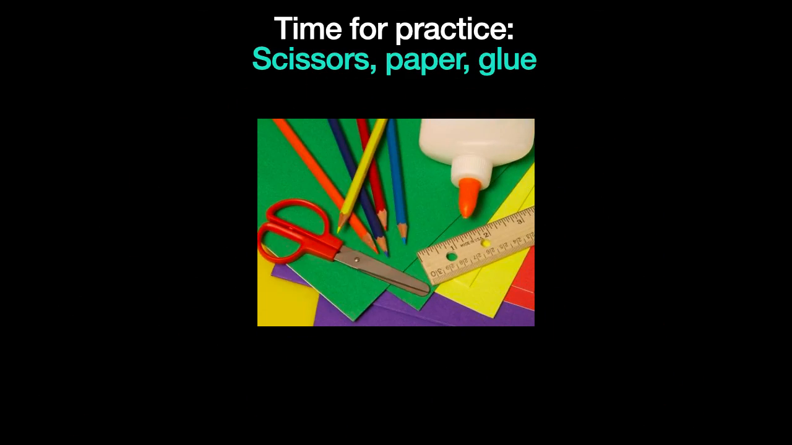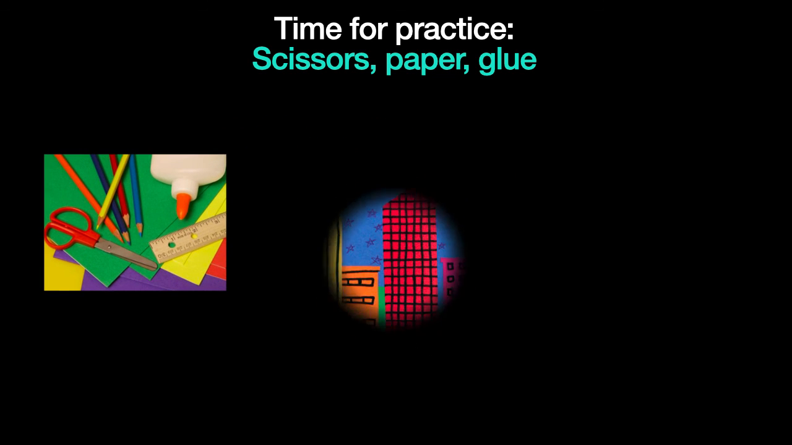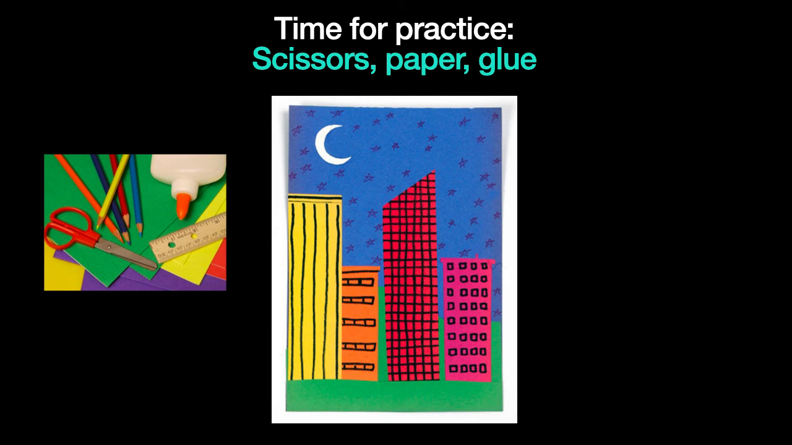If you've got scissors, paper, and glue, you might be able to create a collage using lines and shapes like this. Basic shapes of buildings could be squares or rectangles, maybe even a trapezoid. You also want to draw on top of those with some lines to decorate windows and doors. You can be creative with this.